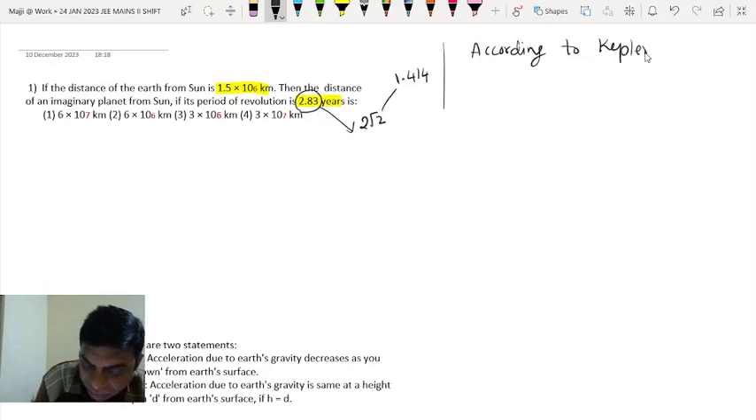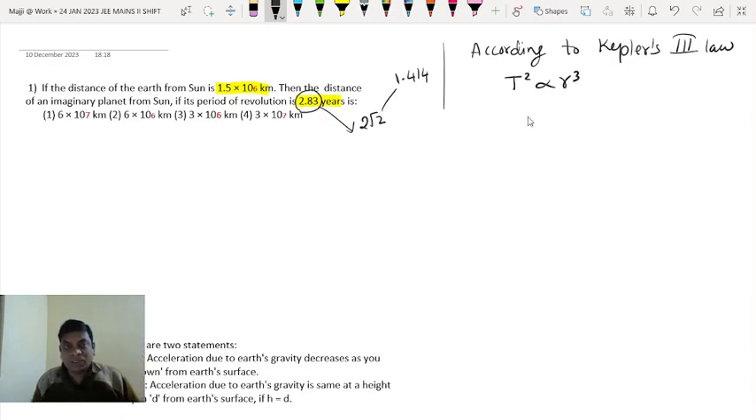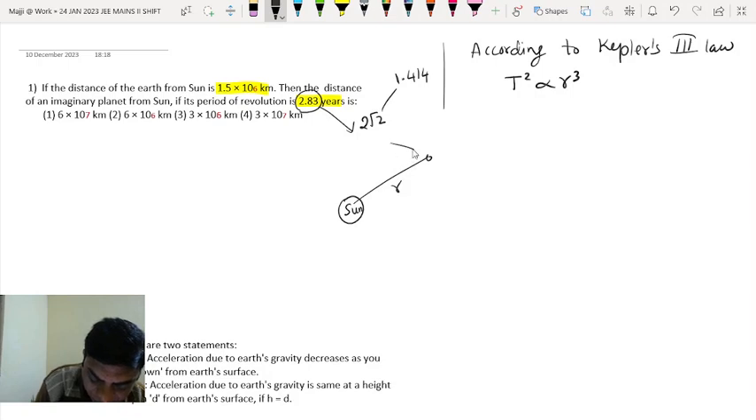So according to Kepler's third law, T square is proportional to R cube. T is the period of revolution. R is the distance of the planet from the sun. So therefore, we have to find the value of R for the other planet.